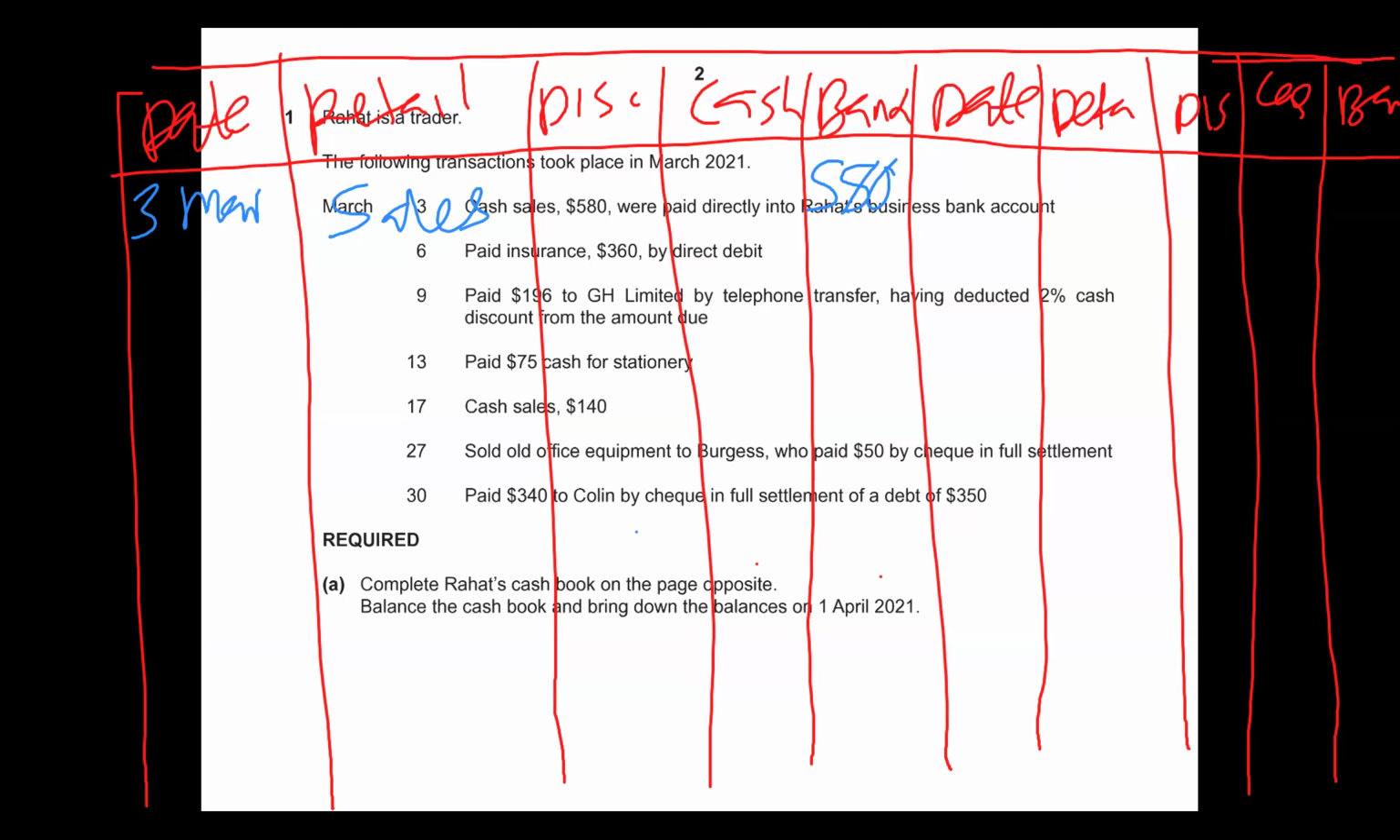Okay, let's go on the 6th. What happened? You paid insurance 360 by direct debit. Right? So we are paying by direct debit. I told you the steps. Step number 1: are we having a cash account or bank account involved in this transaction? That's our question.